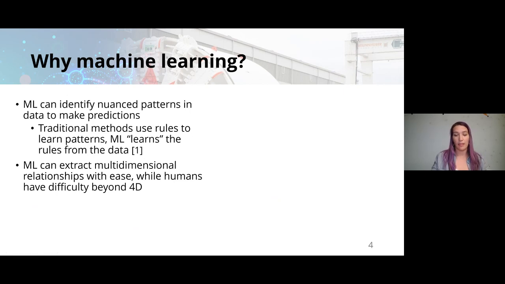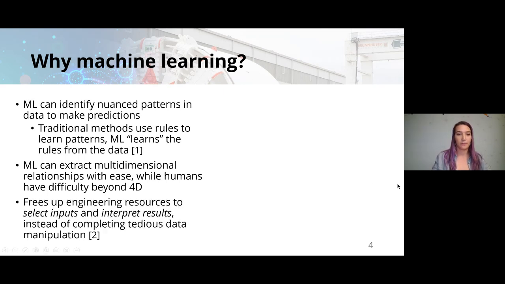A lot of us have probably spent many, many hours crunching spreadsheets, trying to establish what parameters to use for modeling or what parameters to use for design. But ML is better than we are at this because it can handle multidimensional relationships. Humans can think up to 4D, I would argue more like up to 3D, but machine learning can deal with several dimensions beyond that. And using machine learning actually frees us up to make decisions about what inputs are relevant to what we're trying to predict, and also interpreting the results, as opposed to doing that tedious data manipulation that I was just talking about.